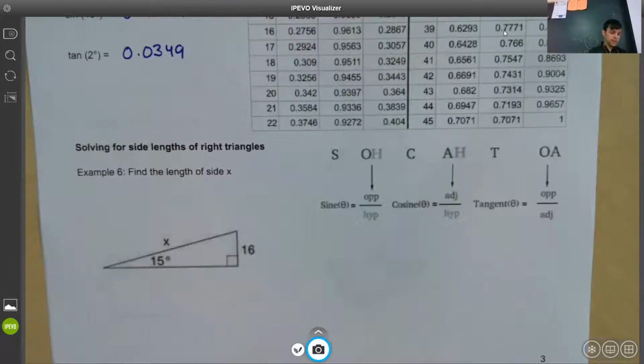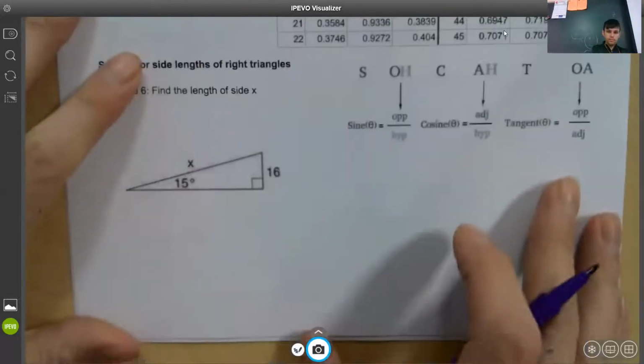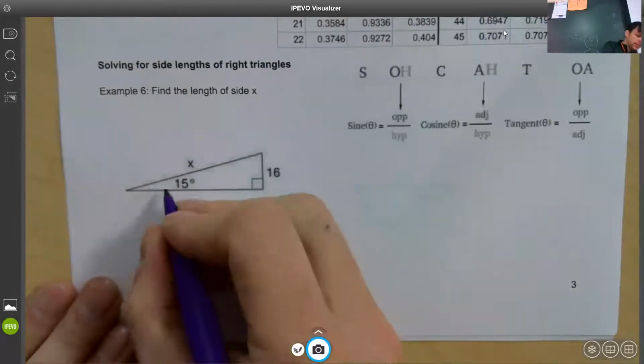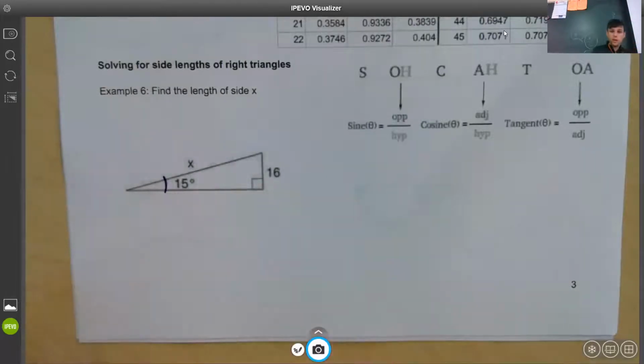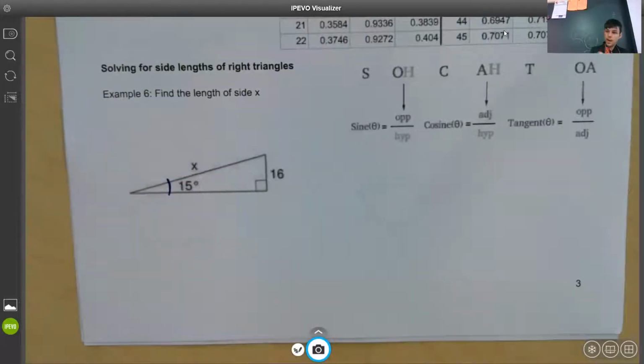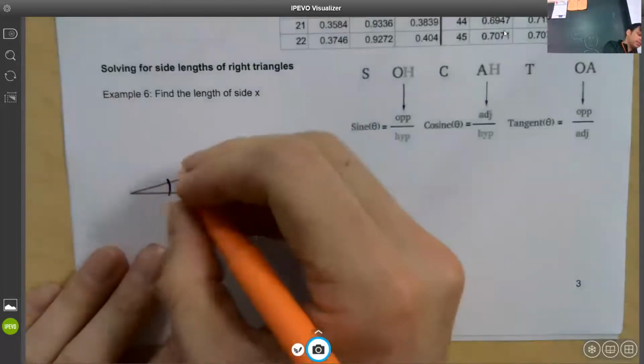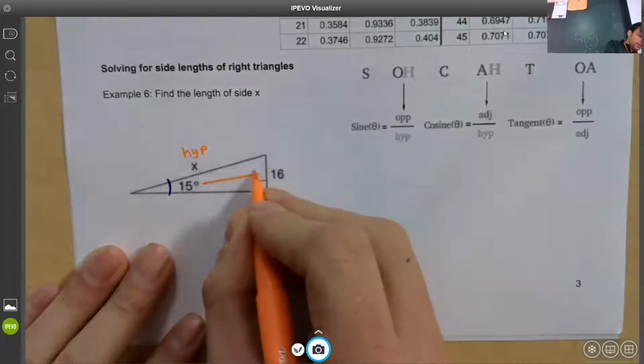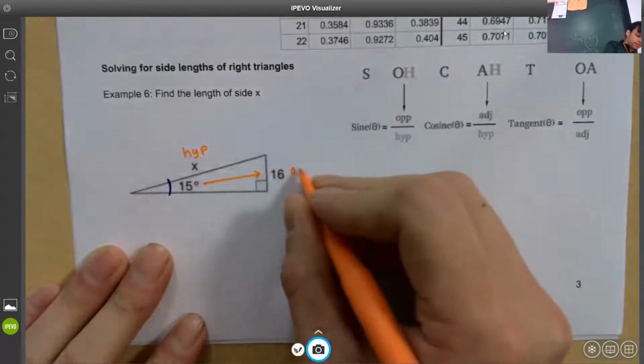We're going to start by looking at the sides here. So here, we have this angle right here, 15 degrees. This is going to be the angle that we use for this problem. And we're going to use it to figure out the length of x. X happens to be our hypotenuse in this case. And the side over here, the other one that we know is our opposite.